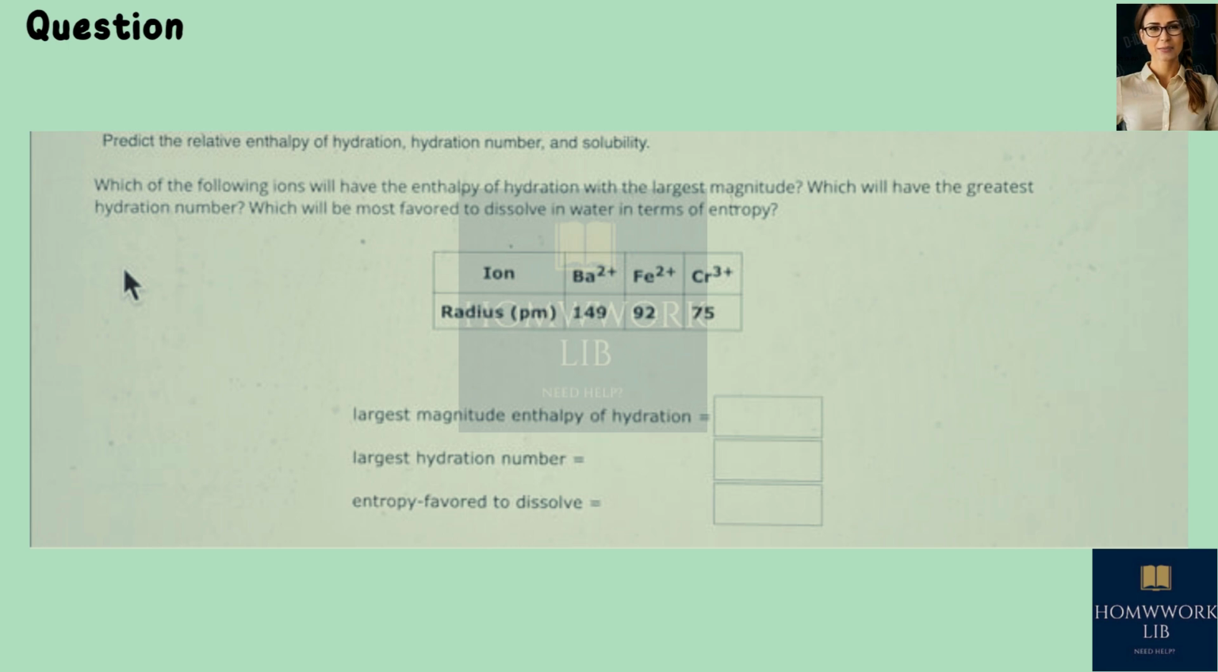Which of the following ions will have the enthalpy of hydration with the largest magnitude? Which will have the greatest hydration number? Which will be most favored to dissolve in water in terms of entropy? Largest magnitude enthalpy of hydration, largest hydration number, entropy favored to dissolve equals.